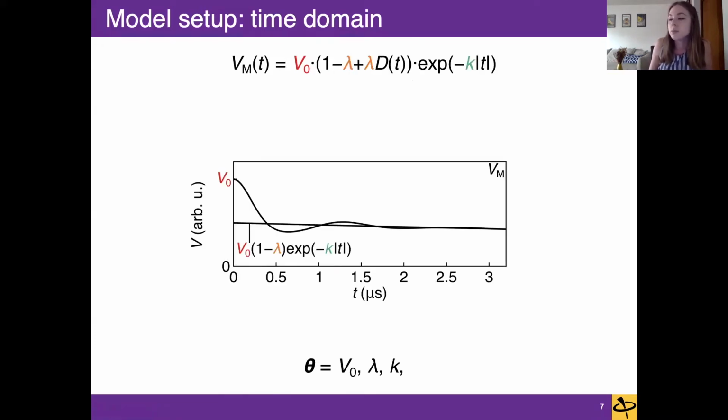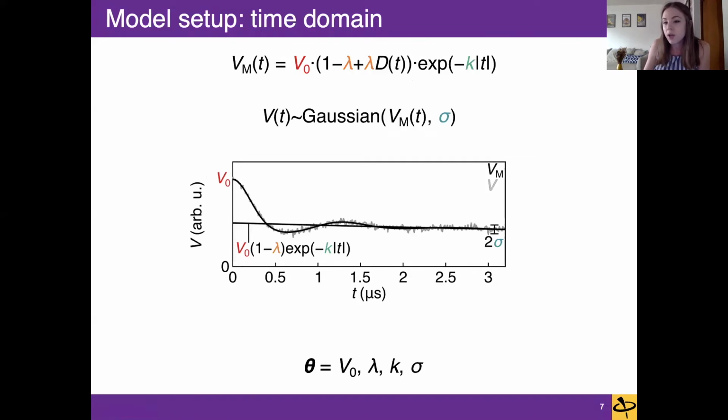So now when I expand this equation, I see my relevant time domain parameters, which is again this maximum signal amplitude V naught, our modulation amplitude lambda, and our background decay rate k. So now, as most experimental DEER data is generally not noise-free, we apply a Gaussian distributed noise around the model data with a standard deviation of sigma, which we have then incorporated in our parameter set.